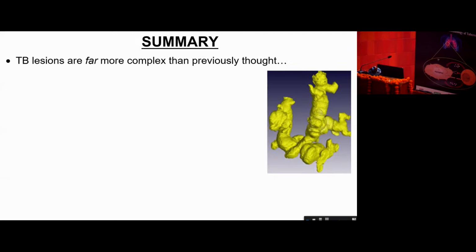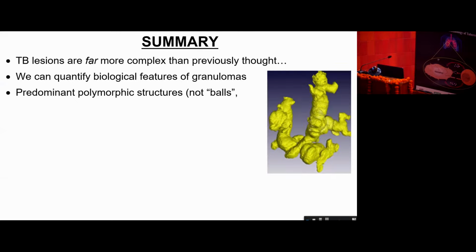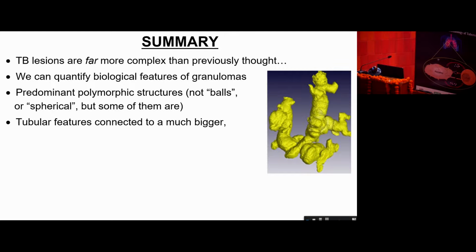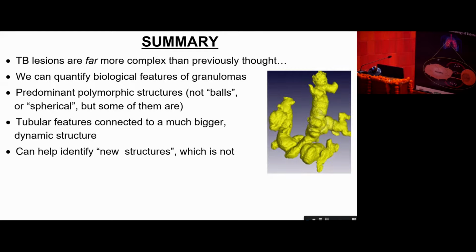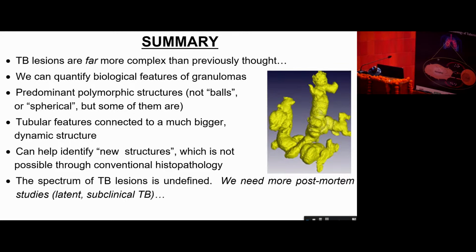Just to give you a summary, TB lesions are far more complex than previously thought. We can quantify a range of biological features. They are predominantly polymorphic structures. They're not balls or spherical, but some of them are. They represent tubular features, which are connected to a much bigger dynamic structure. And using 3D imaging technologies, we can now identify new structures, which is not possible through conventional histopathology.